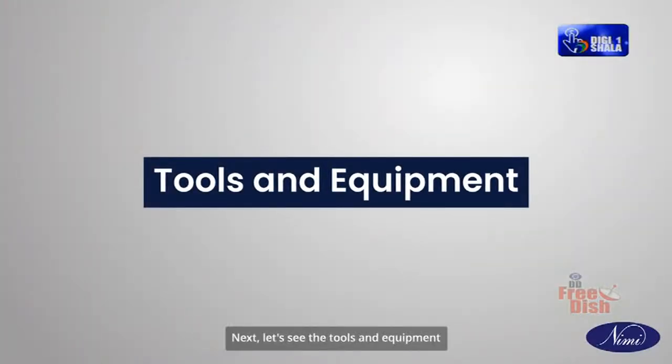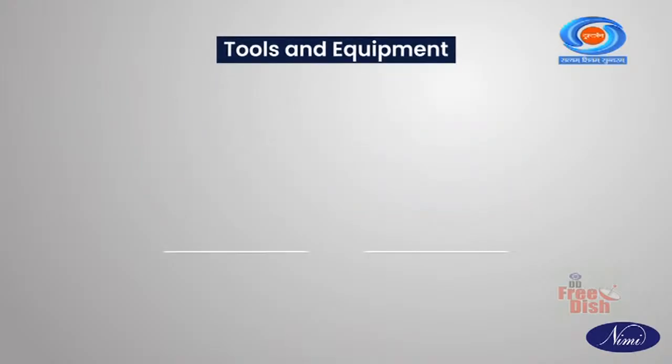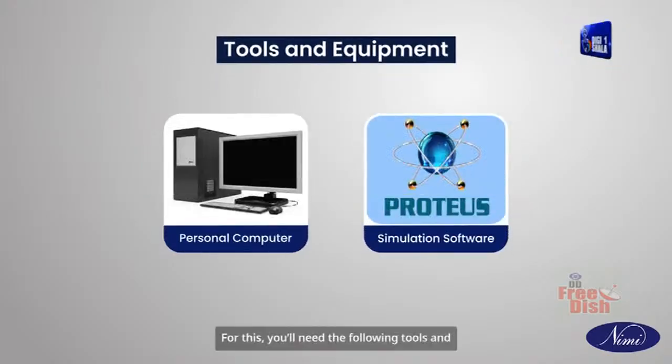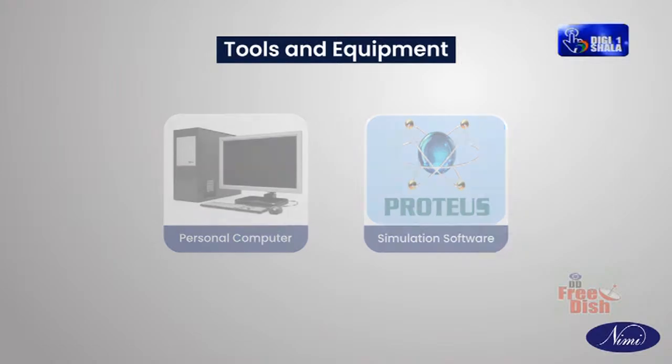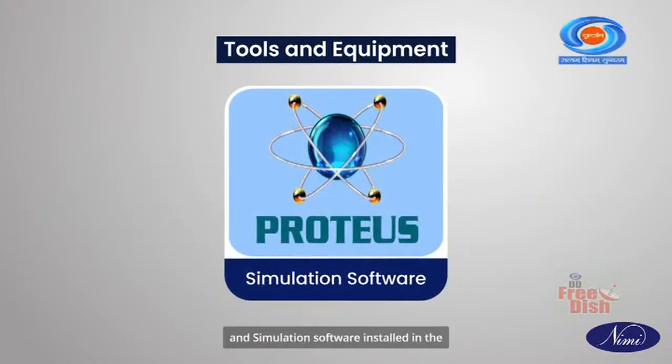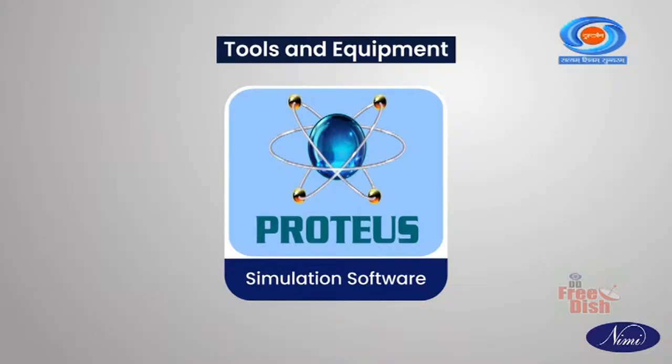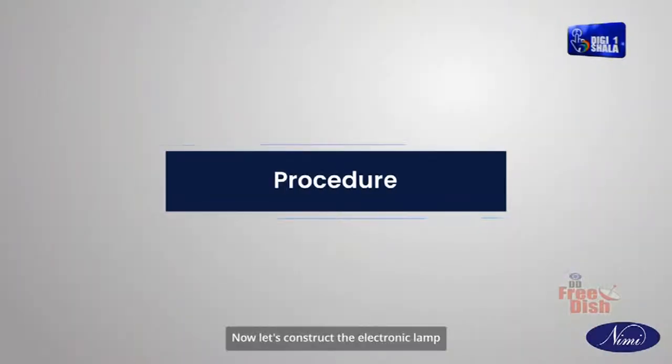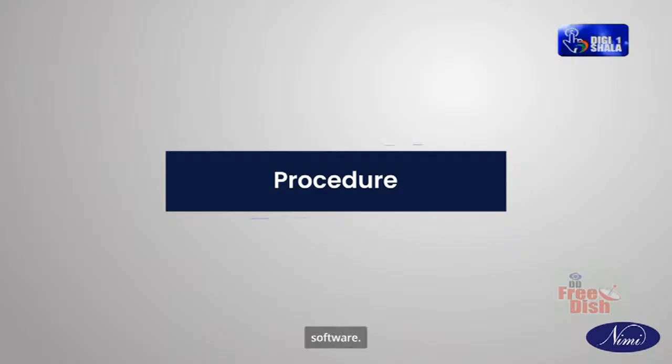Next, let's see the tools and equipment needed to construct the electronic lamp dimmer circuit. For this, you will need the following tools and equipment such as a personal computer and simulation software installed in the personal computer. Now let's construct the electronic lamp dimmer circuit using the simulation software.